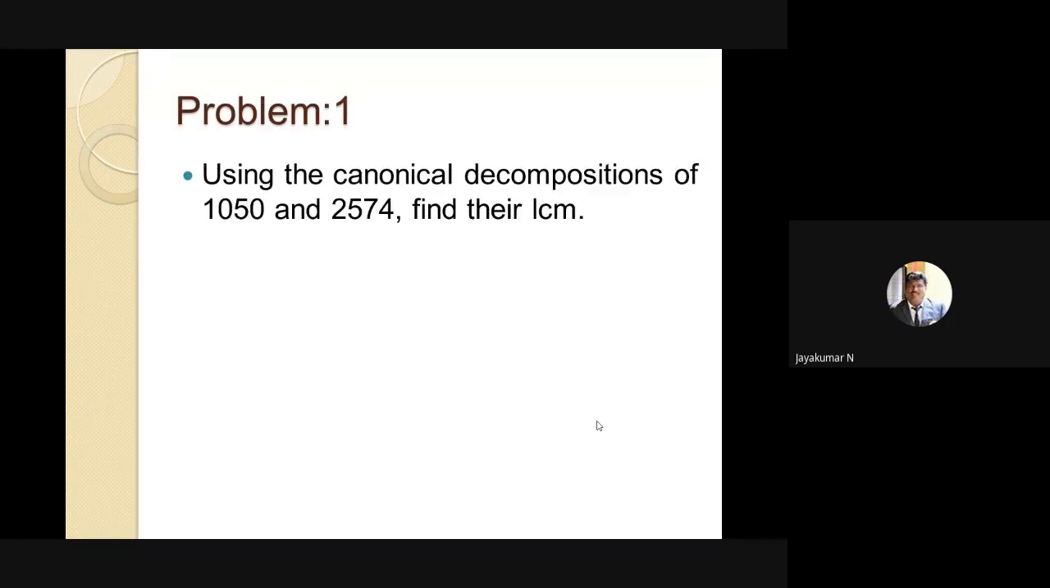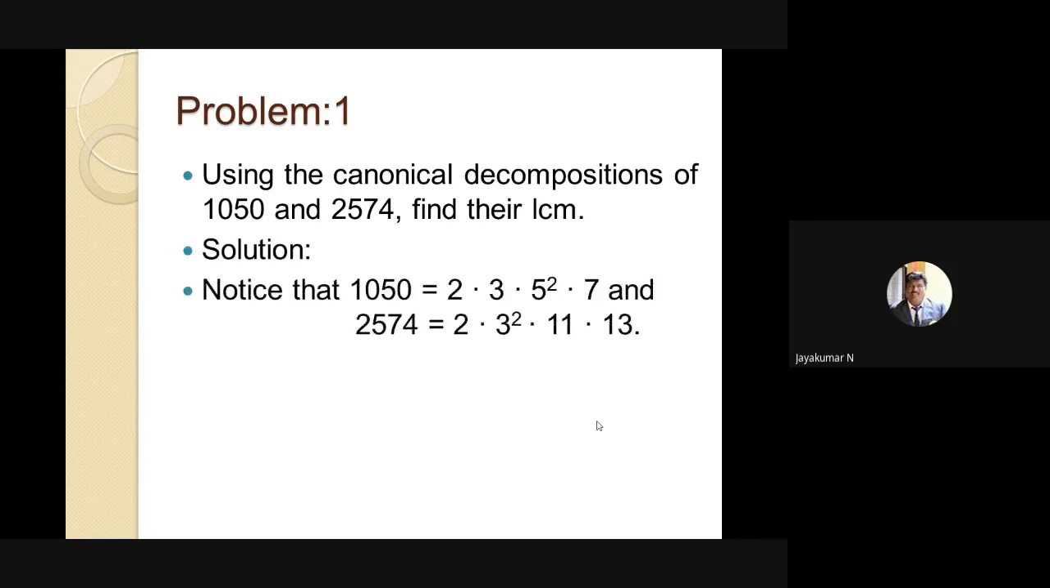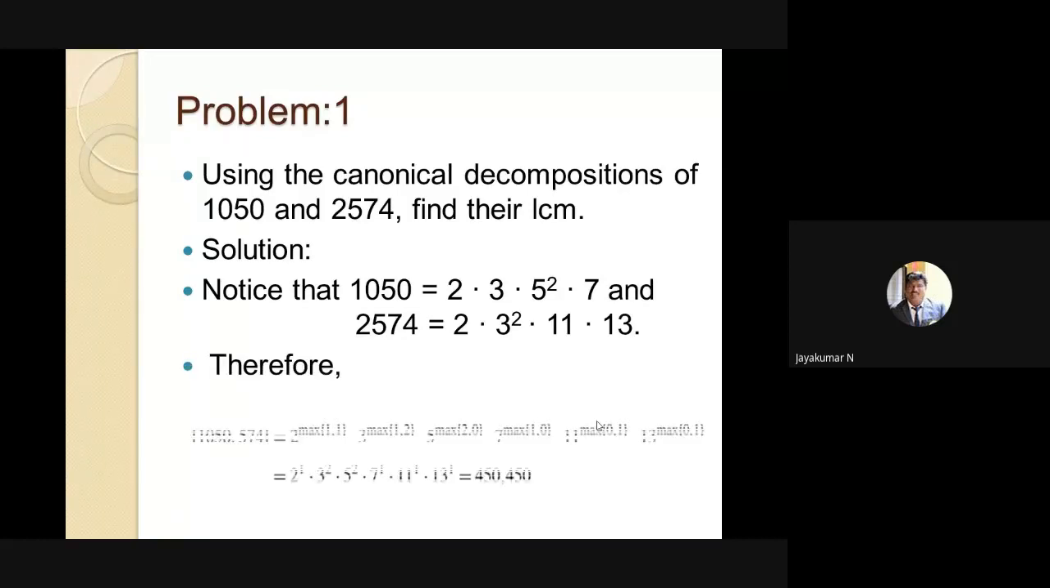Problem 1. Using the canonical decomposition of 1050 and 2574, find their LCM. So first, we already saw this. For 1050, you have to find the canonical decomposition. Similarly for 2574, we have to find the canonical decomposition. Then you have to choose the maximum power. Okay.